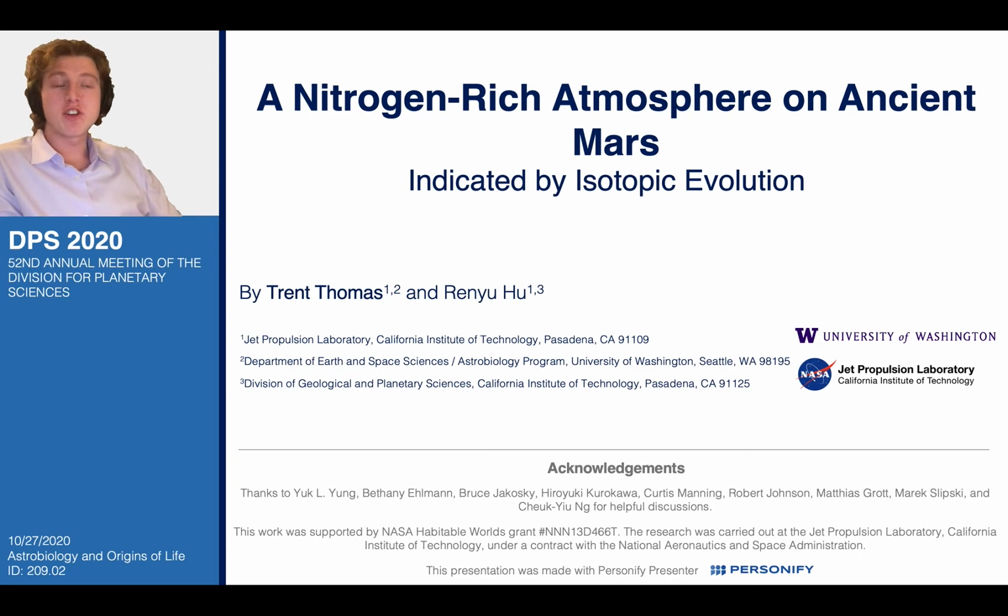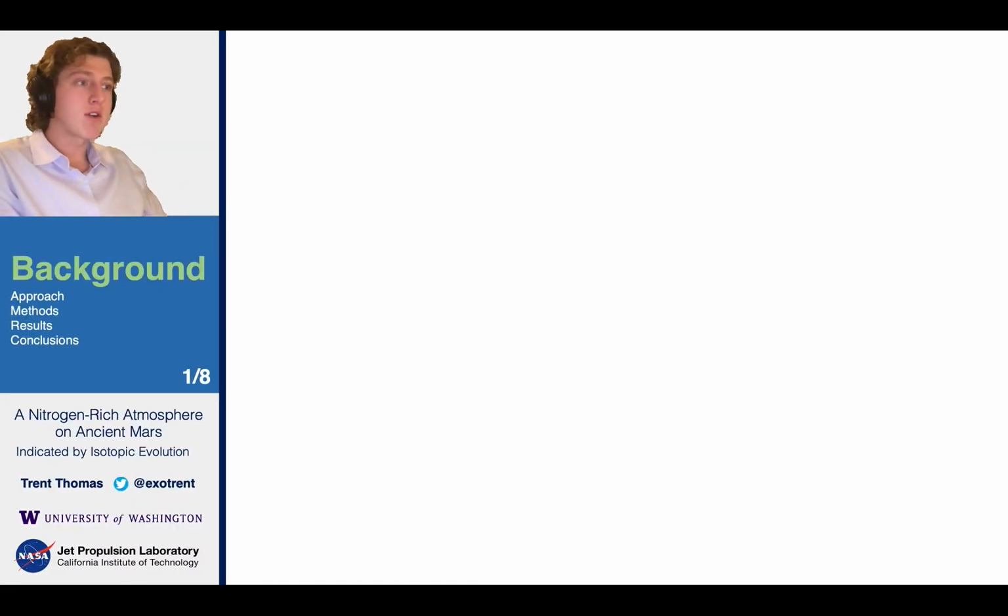I'm a PhD student at the University of Washington in Seattle, and I will be discussing a project that I've been working on with Dr. Renyu Hu at Jet Propulsion Laboratory, a nitrogen-rich atmosphere on ancient Mars indicated by isotopic evolution. So I'll begin by giving some background and motivating the problem that we investigated.